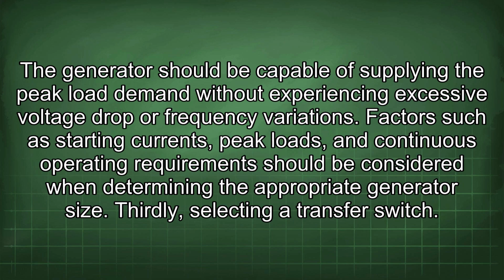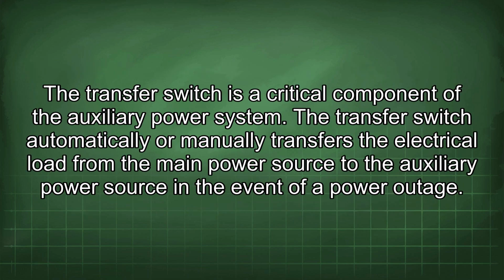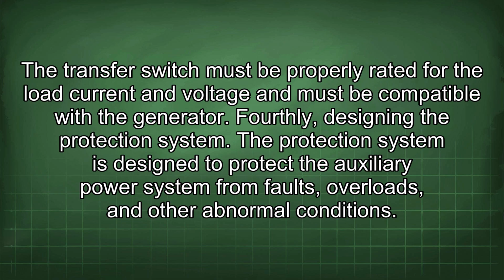Factors such as starting currents, peak loads, and continuous operating requirements should be considered when determining the appropriate generator size. Thirdly, selecting a transfer switch. The transfer switch is a critical component of the auxiliary power system. The transfer switch automatically or manually transfers the electrical load from the main power source to the auxiliary power source in the event of a power outage. The transfer switch must be properly rated for the load current and voltage and must be compatible with the generator.